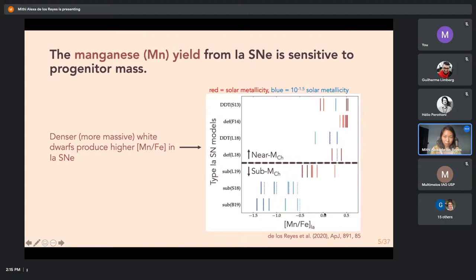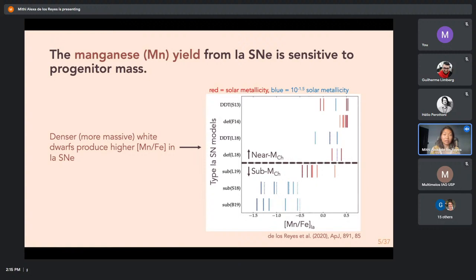So if we could just measure the manganese yield from type 1a supernovae, we could easily distinguish between these two classes. We could try to do this directly, so directly observe type 1a supernovae and try to measure the amount of manganese from X-ray spectroscopy or late time light curves. But it turns out that's really hard to do. It requires quite detailed spectroscopy and has really only been done for a handful of very bright and very close by type 1a supernovae. So instead, I'm going to measure the amount of manganese indirectly using galactic archaeology.